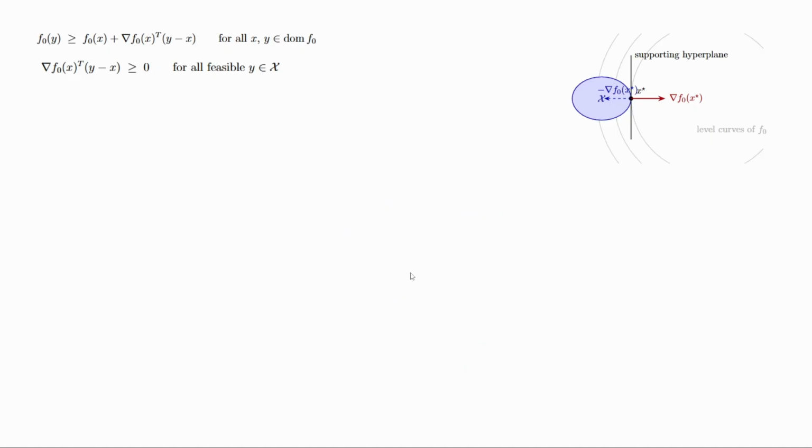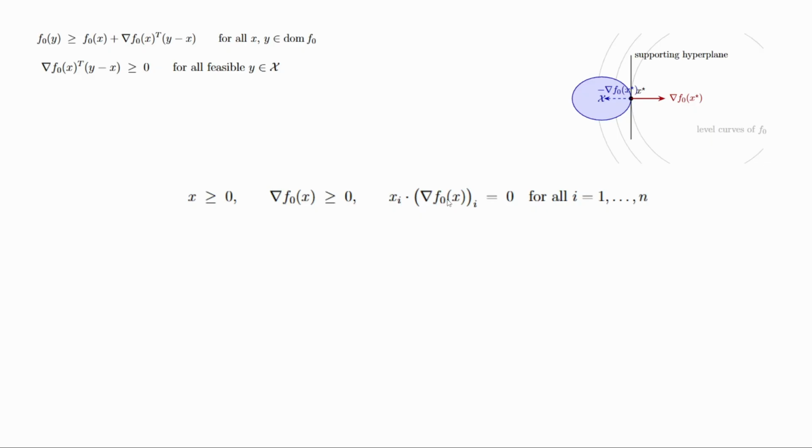Finally, for case 3, if the only constraint is x is greater than or equal to 0, the feasible set is the non-negative orthant, right? So working through this condition, the optimality conditions come out to the following. This last condition here is called complementarity. For each coordinate i, either x_i is equal to 0 or the ith partial derivative is equal to 0. So they can't both be nonzero at the same time.